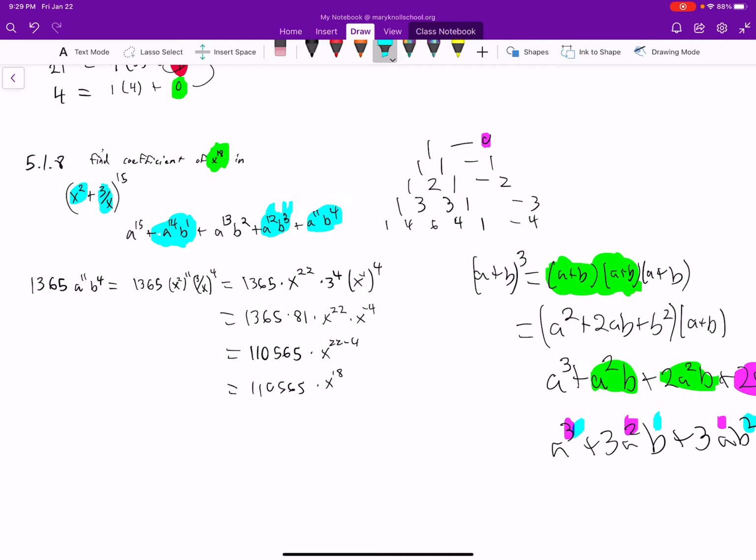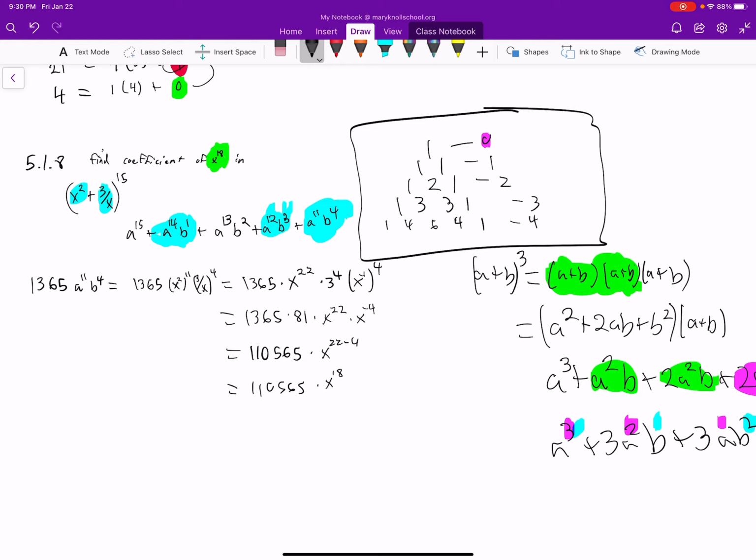So now let's try this one. That's x squared to the 11th, that's going to be 22. And then this b to the 4th is going to be x to the -1 to the 4th, minus 4, basically 22 minus 4. So that is the one we want. We just don't know the coefficient. So build this out far enough to get the coefficient.